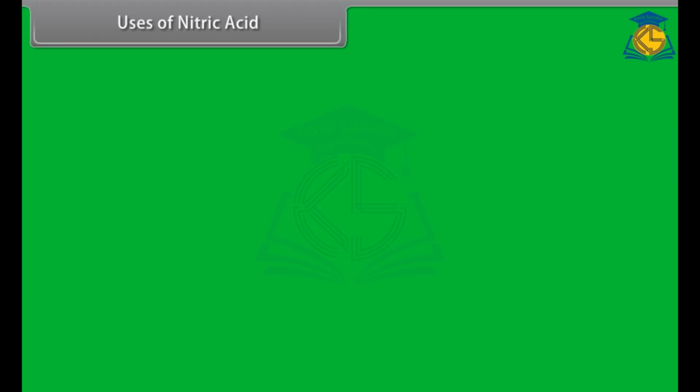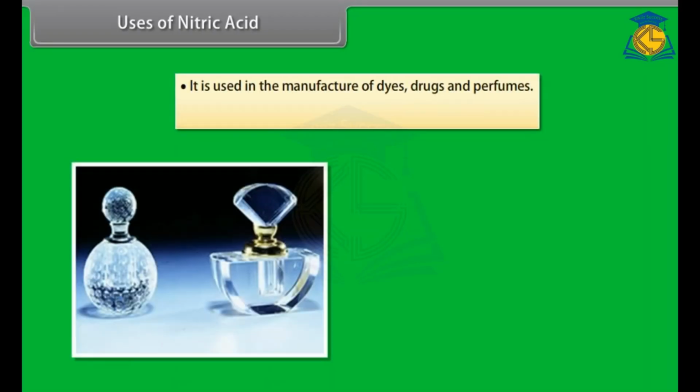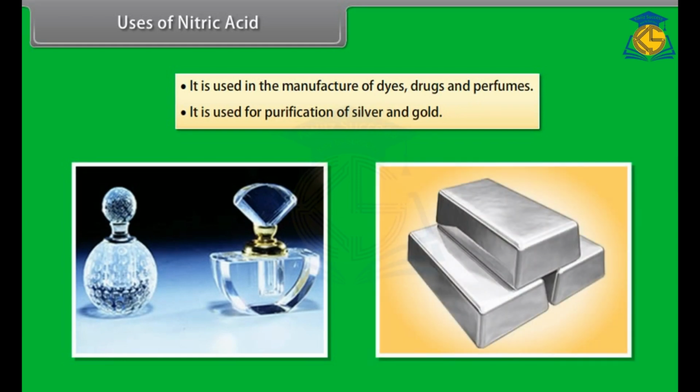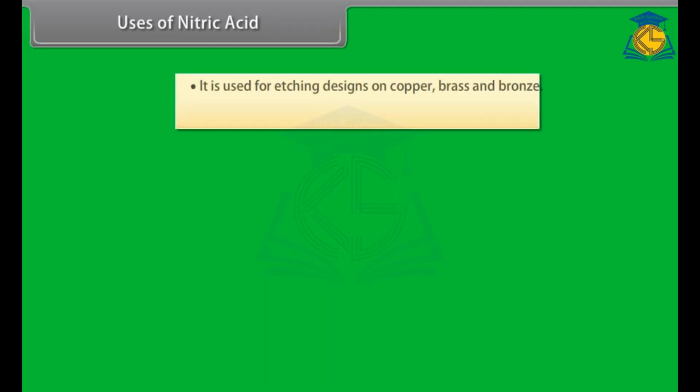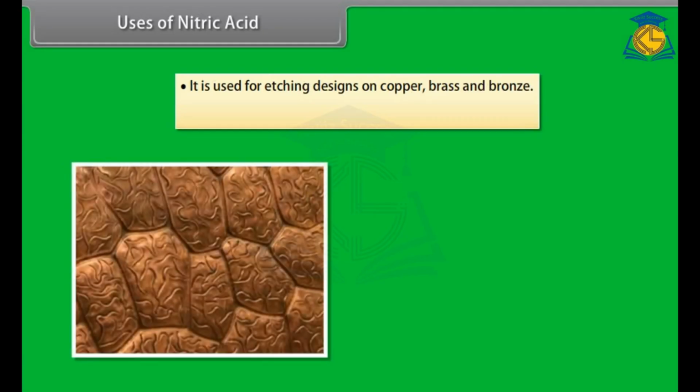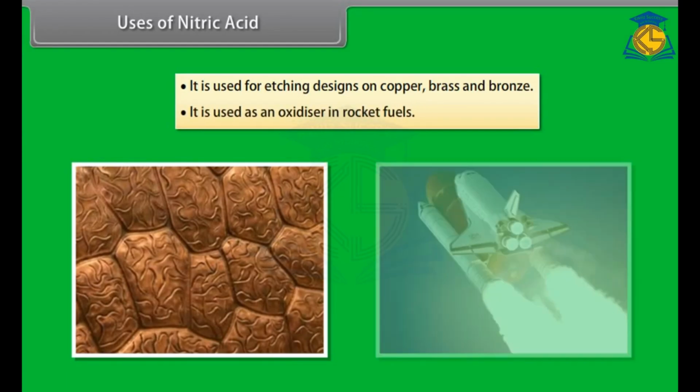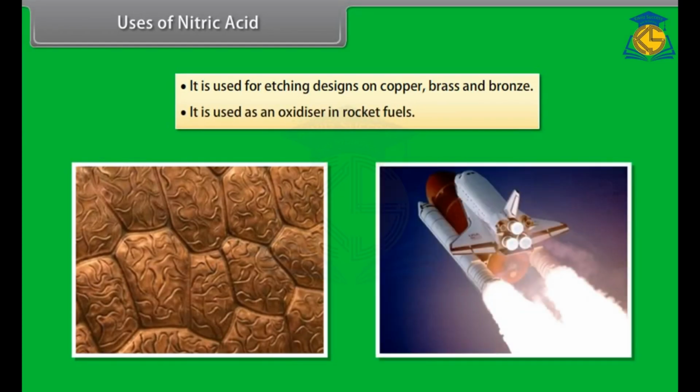Uses of nitric acid. The important uses of nitric acid are the following. It is used in the manufacture of dyes, drugs and perfumes. It is used for purification of silver and gold. It is used for etching designs on copper, brass and bronze. It is used as an oxidizer in rocket fuels.